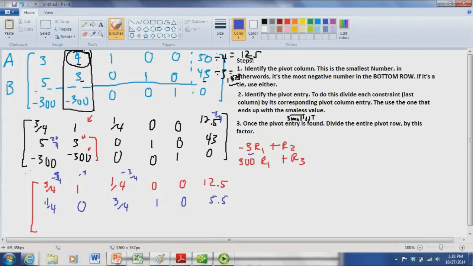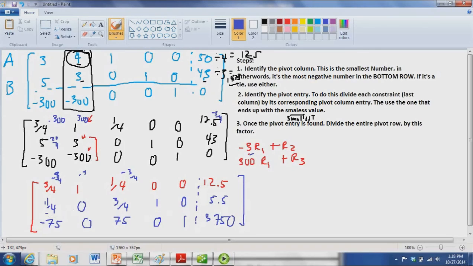At the same time, I'm also going 300 times this number. So 300 times 3/4 is going to give you 900/4, and 900/4 minus 300 is going to give you -75. This becomes a 0. This becomes a 75, a 0, a 1, and a 3,750.